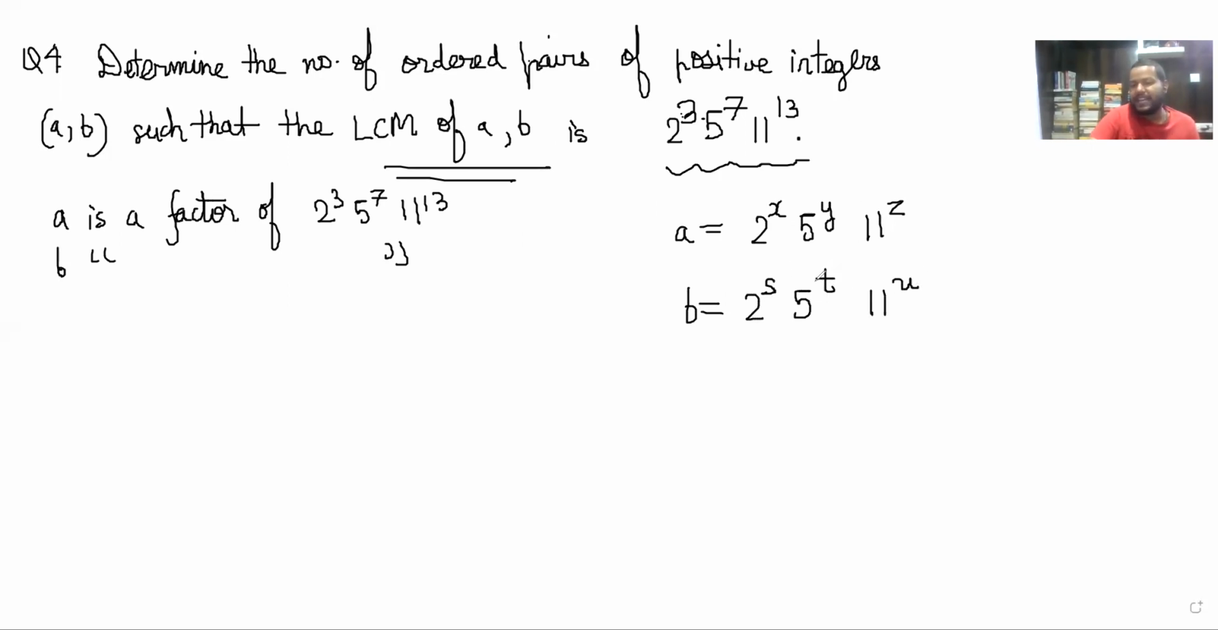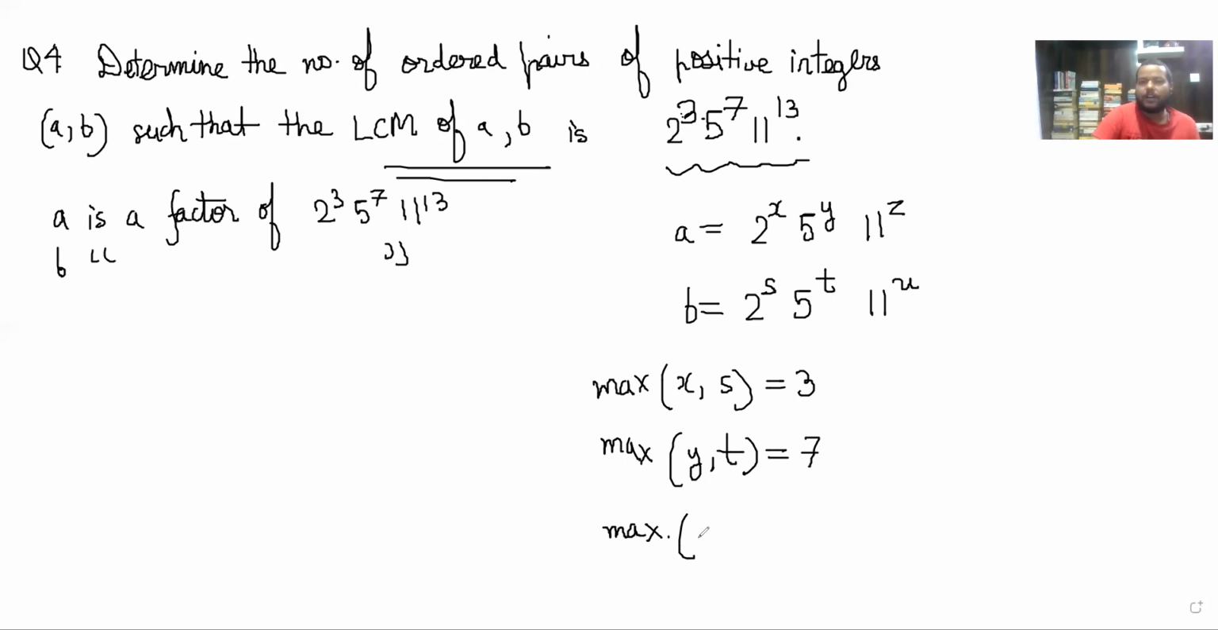These X, Y, Z, S, T, U are just random numbers, but they have to satisfy one property: the maximum of X comma S should be 3, the maximum of Y comma T should be 7, and the maximum of Z comma U should be 13, right? Then only the LCM will turn out to be this number.